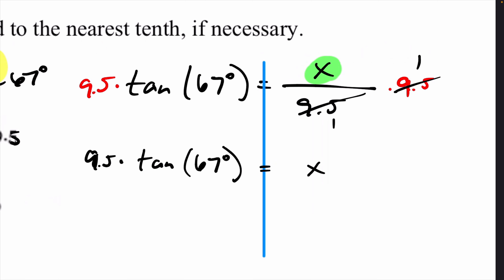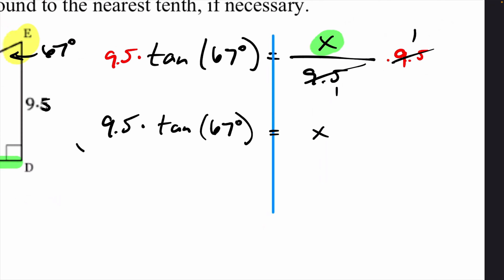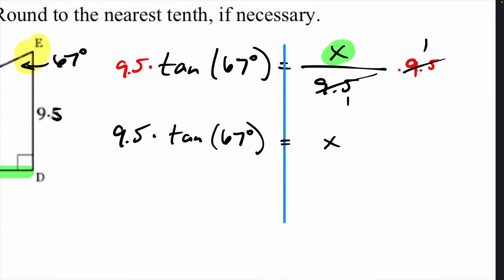Calculator. What is 9.5 times tangent of 67 degrees? If I remember correctly, it's in the 20s. Is it in the 20s? Yeah, 22.4. Yeah, you're going to round it. It's 22.3805977. So when you round it, it's going to be 22.4.